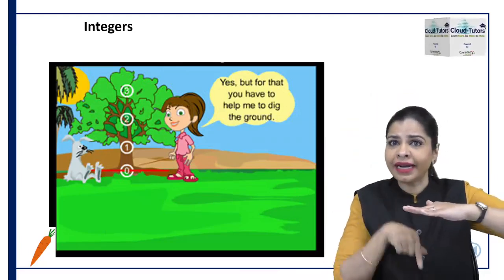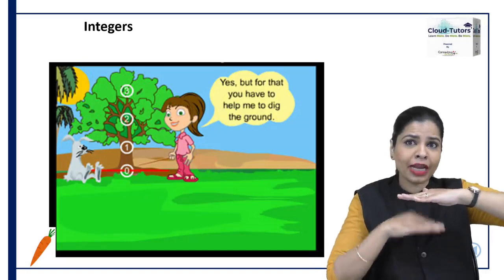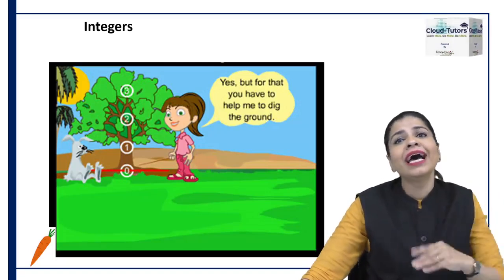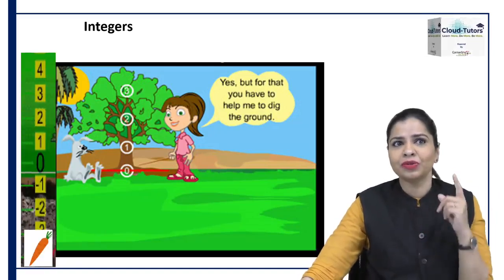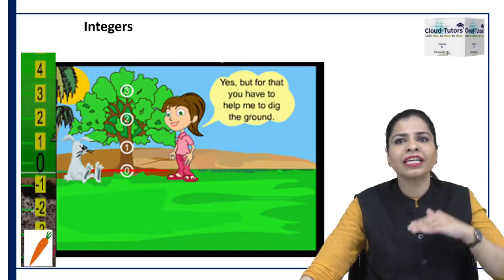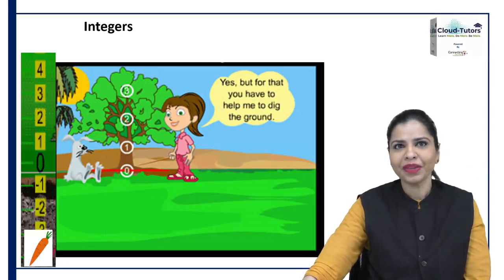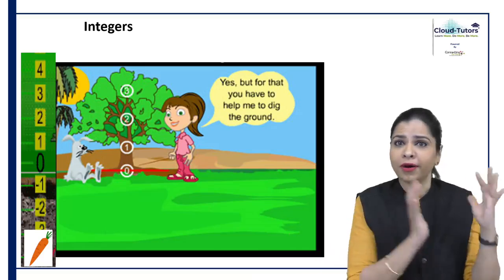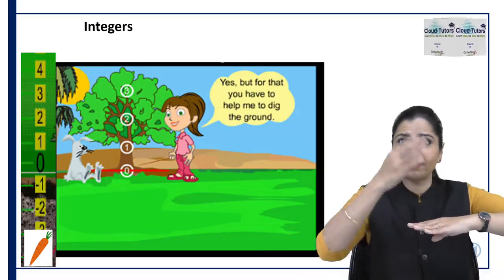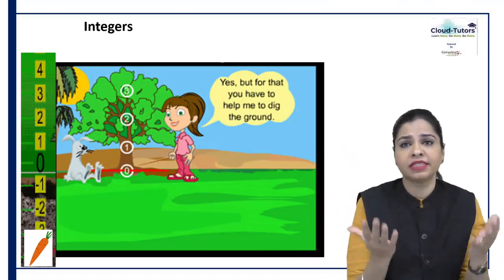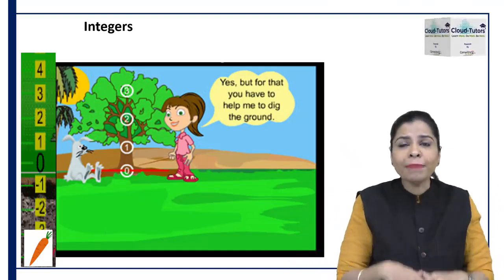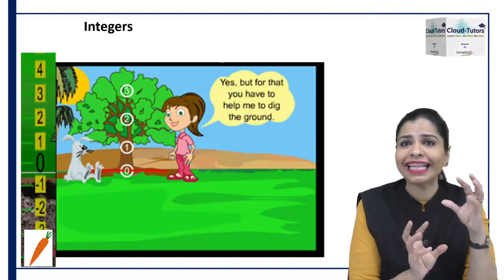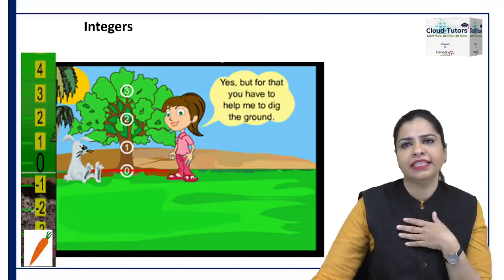But now the carrot is under the ground. So I have to go below the zero level. How would I go below the zero level? I need the help of negative numbers. So it would be -1, -2, and so on. These kinds of numbers are called integers. Positive numbers, that is above the ground level, that is 0, 1, 2, 3, 4, 5, these are all positive numbers. The minute I go below 0, they become negative numbers. So positive numbers along with negative numbers together form integers.